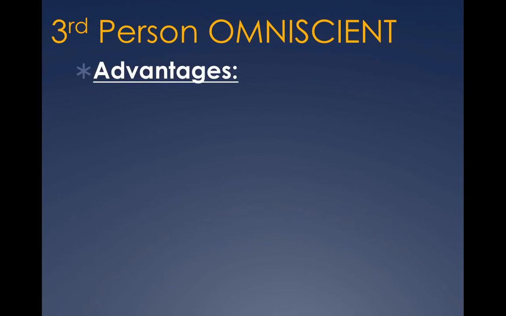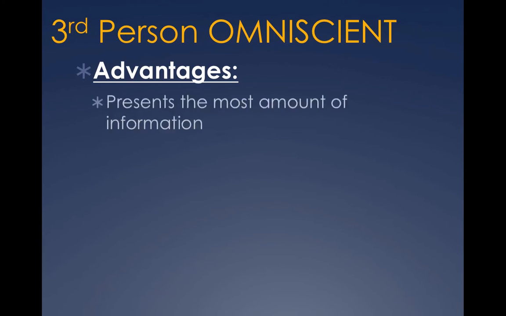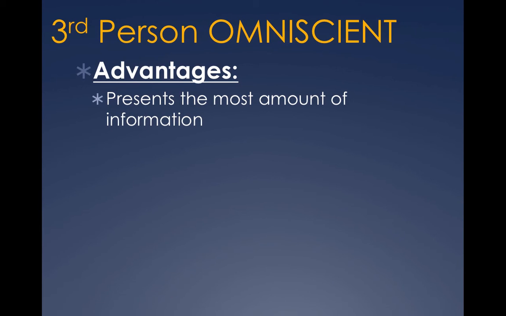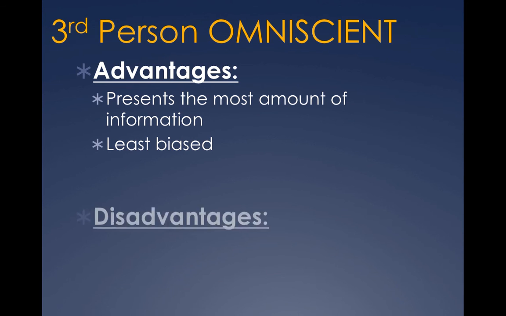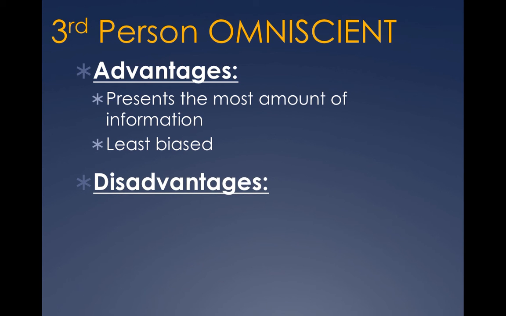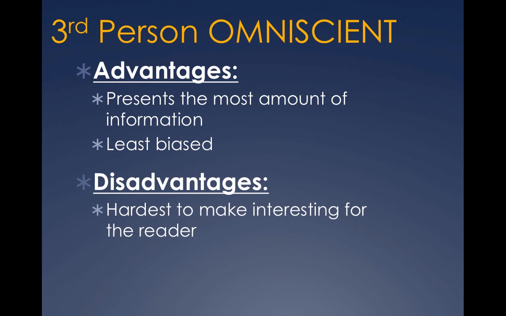Some advantages of third person omniscient. This is the point of view that presents the most information, meaning we get information from all different perspectives, and because of that it's least biased. We're able to see that it's not twisting the story from any one person's perspective since we get all of them. A disadvantage to third person omniscient is sometimes it's the hardest to make interesting for the reader. Because we have so many perspectives going on, we never really get focused on one too much.